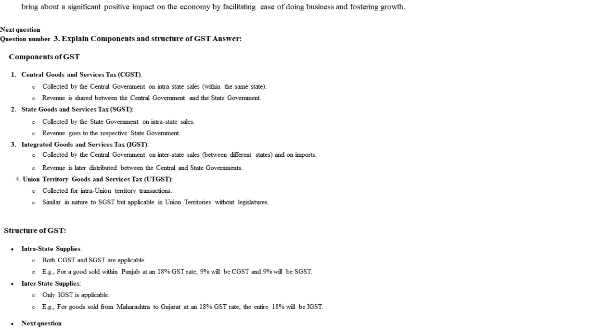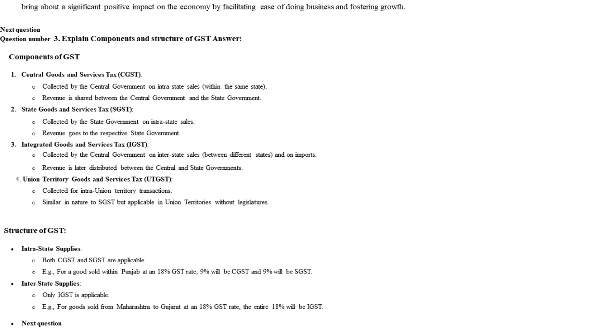Next question. Question number 3. Explain components and structure of GST. Answer. Components of GST. 1. Central Goods and Services Tax, CGST, is collected by the central government on intra-state sales, within the same state. The revenue is shared between the central government and the state government.